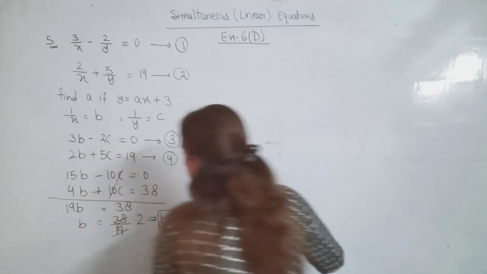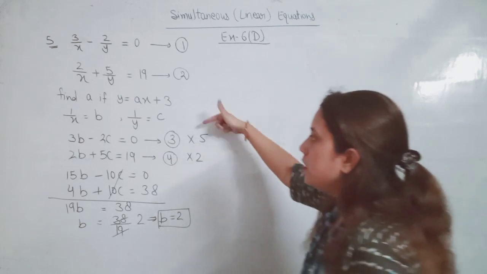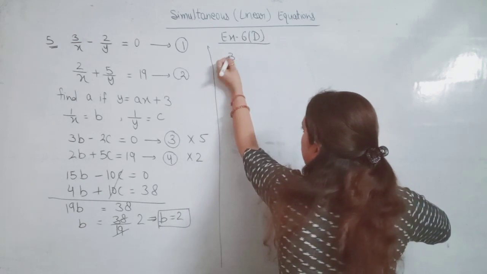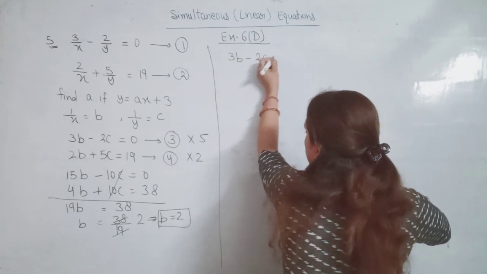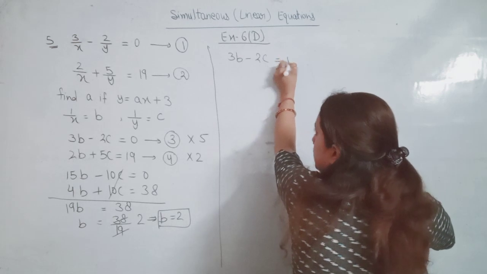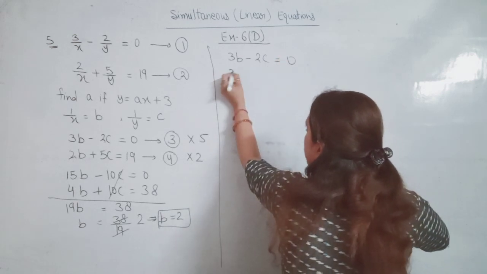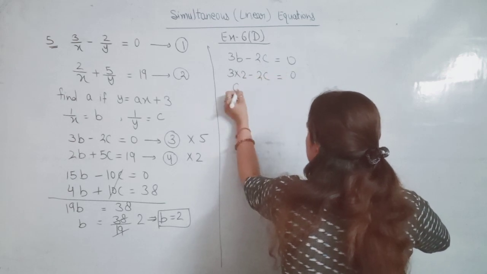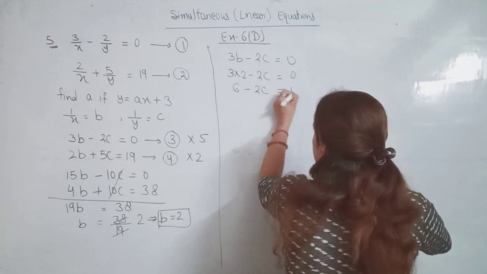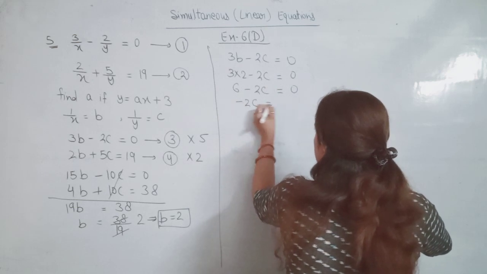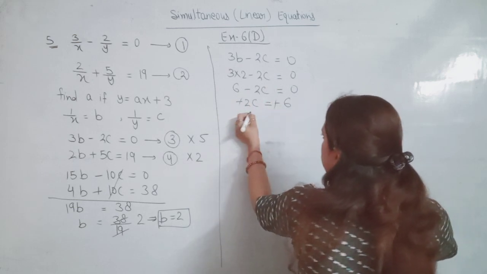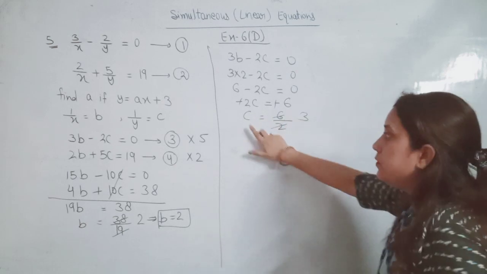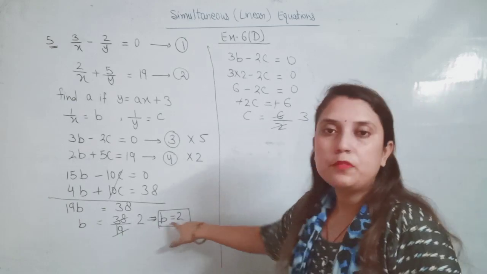After getting the value of b, put it in equation third or fourth. So it will be 3b - 2c = 0. b is 2, so 3 into 2 minus 2c = 0. 6 - 2c = 0. Minus 2c = minus 6. Minus cancels. c = 6/2 = 3. Now the value of c is 3 and the value of b is 2.